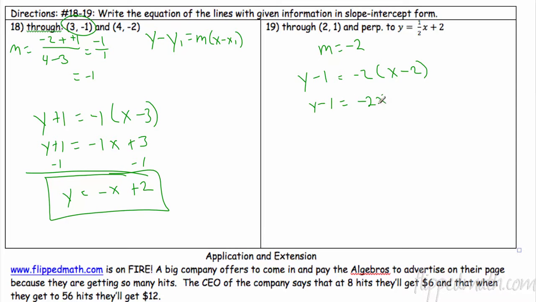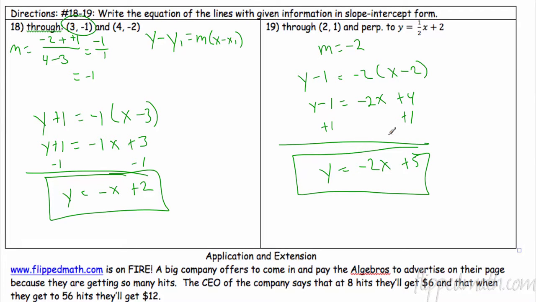Distribute negative 2x plus 4. Add 1 to both sides. Y equals negative 2x plus 5. Right, like that.